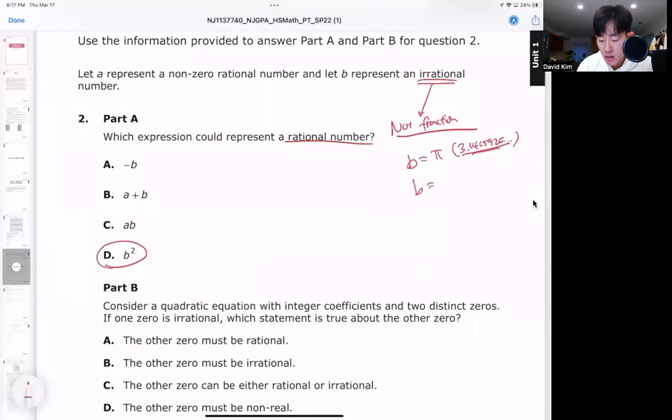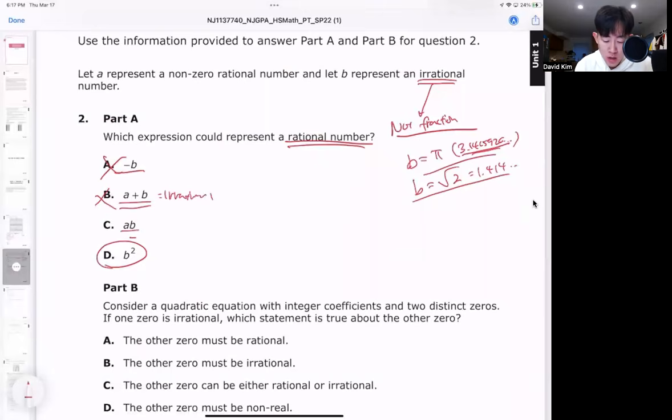Another classic example of an irrational number is the square root of 2, because it's 1.414, and then it just keeps on going, and there's randomness within the decimal values. That's really what distinguishes rational from irrational numbers. So how can I make this a rational number? Even if you put a negative sign in front of an irrational, it's not going to make any difference. Adding an irrational number to an irrational number will still end up being an irrational number.